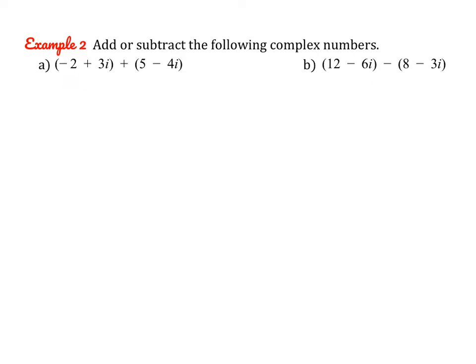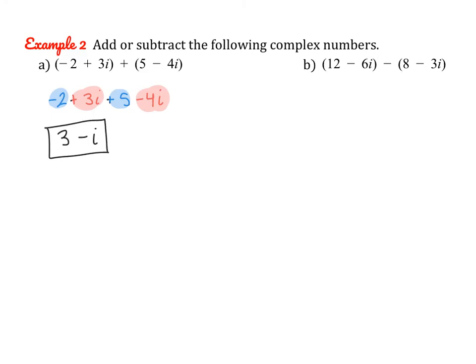In this problem, we have two complex numbers that we're adding. Since we're adding, these parentheses really don't do anything for us, so we can write it without the parentheses. And then again, we're essentially just combining like terms. We can combine the real parts. Here, negative 2 plus 5 is 3. And then we can combine the imaginary parts. 3i minus 4i is negative 1i, so 3 minus i.